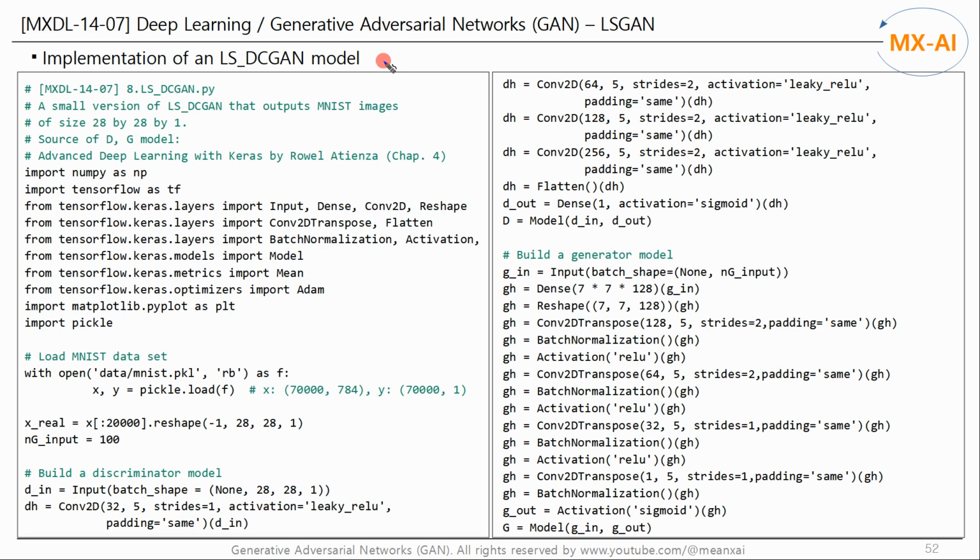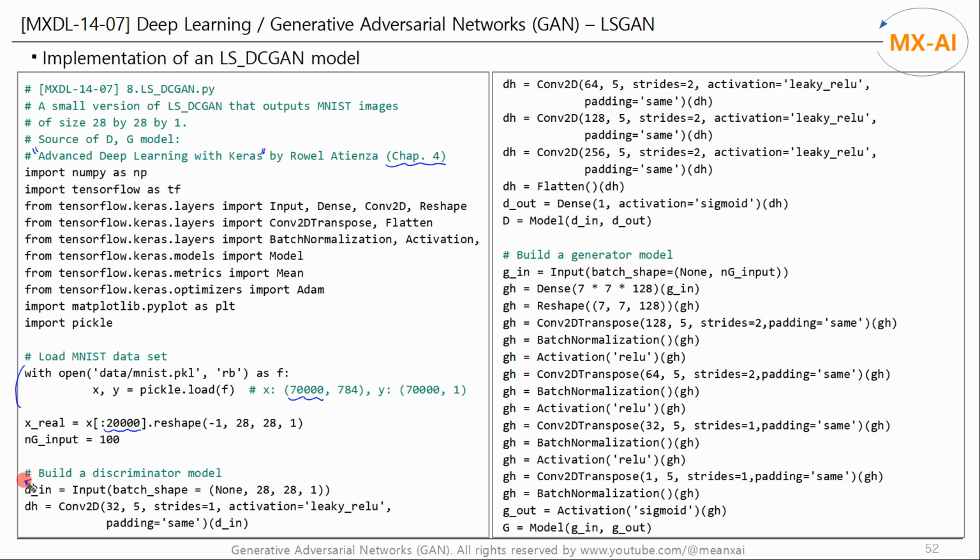Next, let's implement a small version of the LSGAN model that generates MNIST images. The architectures of the discriminator and the generator are taken from Chapter 4 of the book Advanced Deep Learning with Keras by Rowel Atienza. Load the MNIST dataset. Training an LSGAN takes a long time, so we will only use 2,000 images out of a total of 70,000.